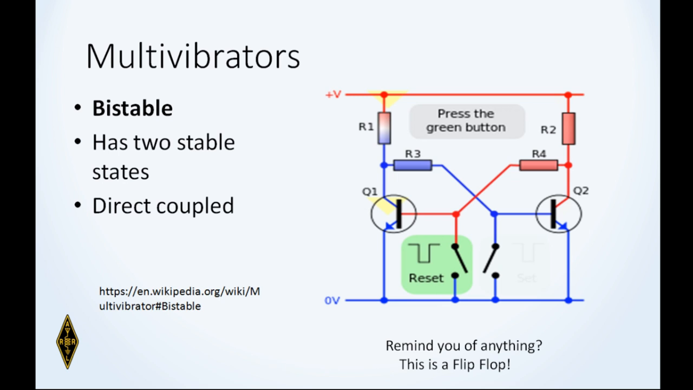And a bistable multivibrator has two stable states. It's direct coupled and it goes back and forth, and oh, that's another name for a flip-flop: a bistable multivibrator.